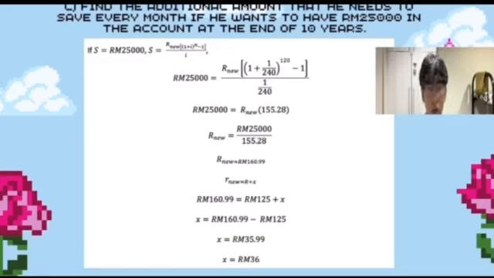R new equals R plus X. So RM 160.99 equals RM 125 plus X. X equals RM 160.99 minus RM 125. Then X equals RM 35.99. We round it up, so X equals RM 36.